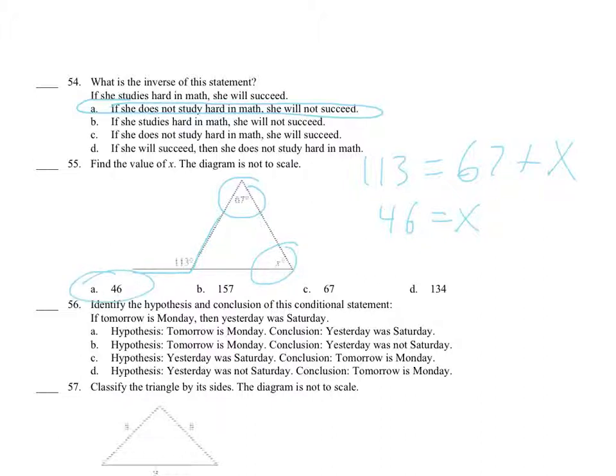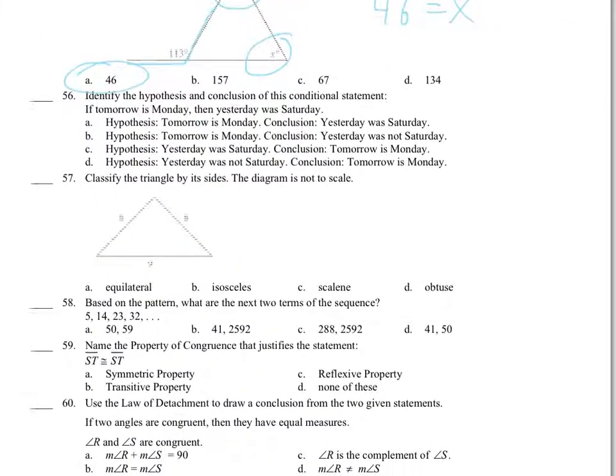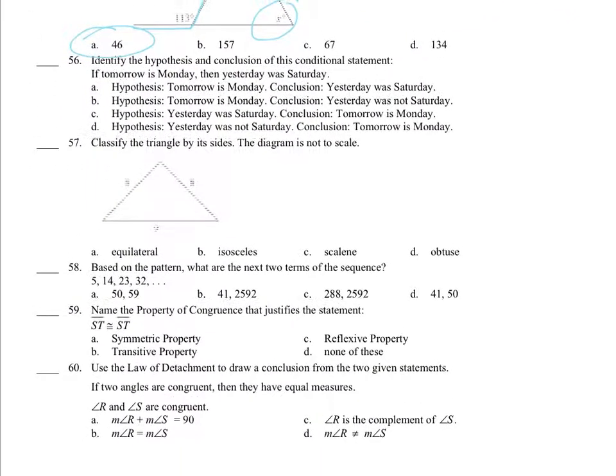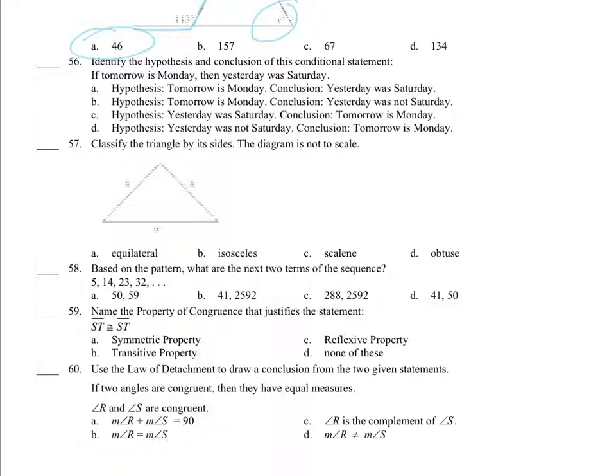Okay, 56. Identify the hypothesis and the conclusion of this statement. Remember, the hypothesis is the first statement. If tomorrow is Monday, that's the hypothesis. Tomorrow is Monday, so C and D are out. The conclusion is yesterday was Saturday. The answer is A.